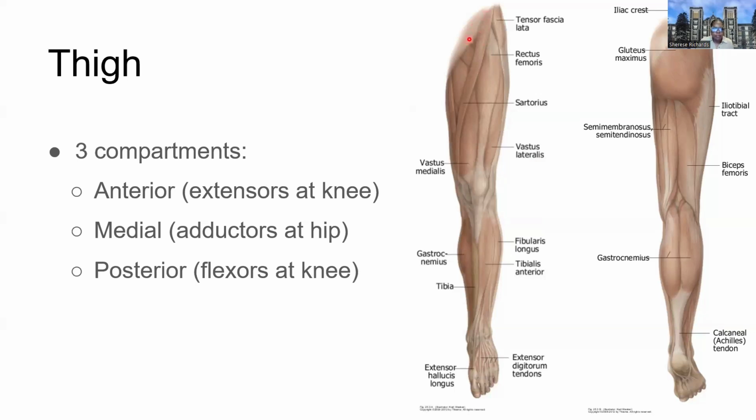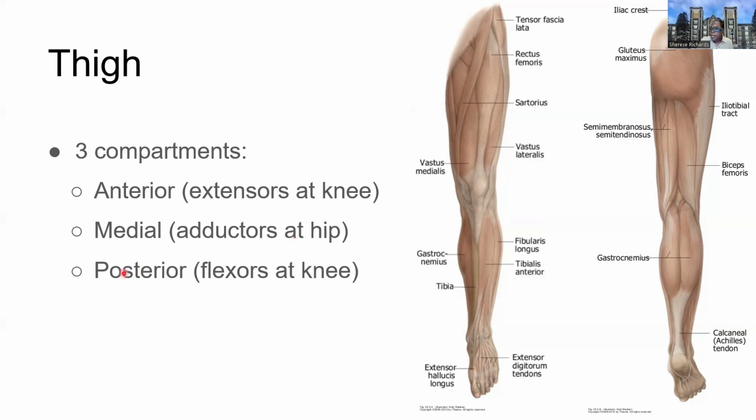The second compartment of the thigh is the medial compartment. This is on the medial aspect of the thigh, and these muscles are going to adduct at the hip. So they help to bring the thighs together. Collectively, we'll talk about different muscles, but their action is one.